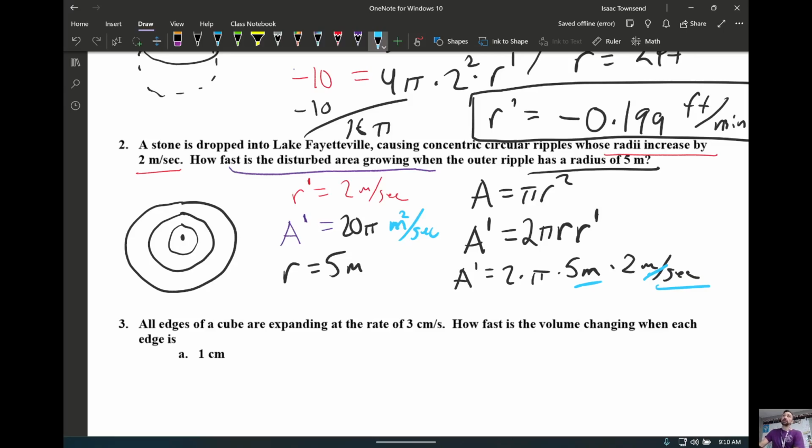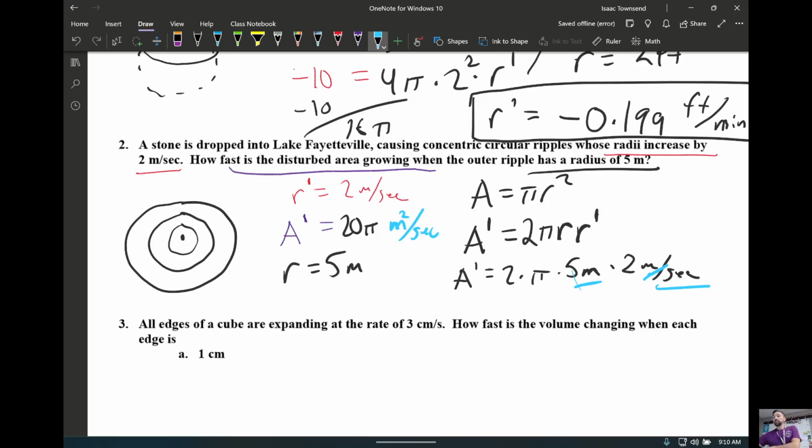So area is always squared units. Area could be feet squared, meters squared, miles squared, but if it's the rate of change of area, it's going to be units squared per time, per second, per minute, per hour. And notice, again, I know it's sometimes a pain, but if you actually write the units there, you can see meters times meters, meters squared over seconds, and then you don't have to do that mental thought.